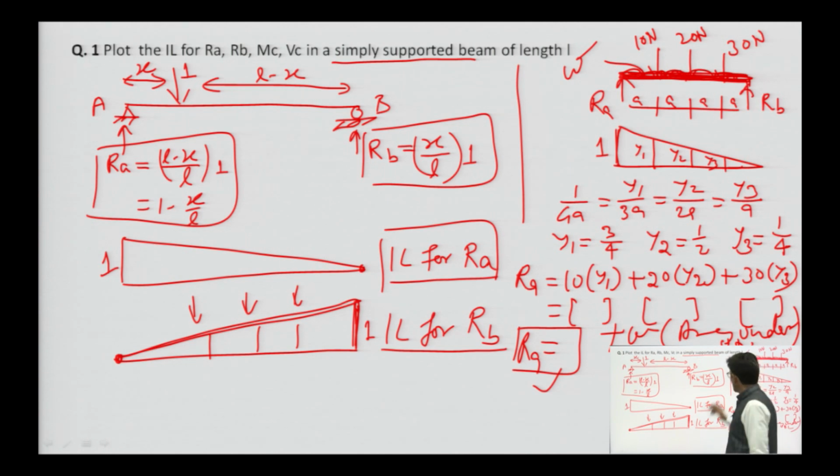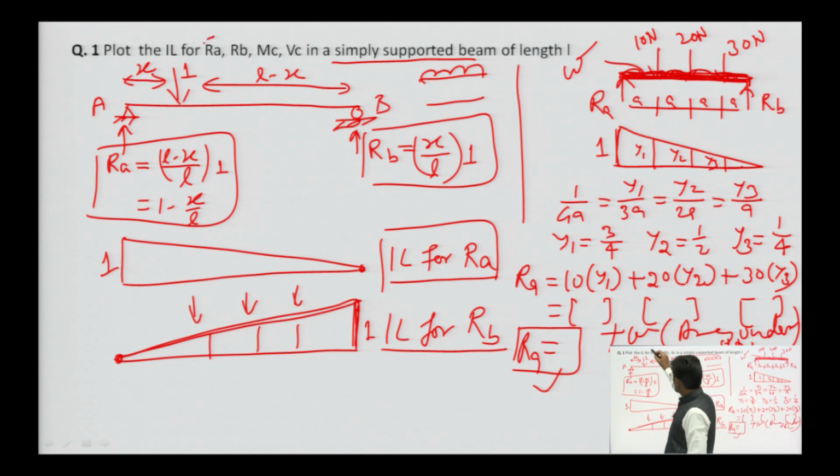If a point load is there, then the value will be load multiplied by ordinate. If we have the UDL, then the value of the load will be UDL multiplied by the area of the corresponding IL. So, this is the usefulness of IL. So, RA and RB, we have plotted the IL for RA and RB.